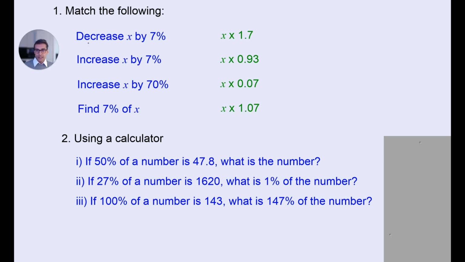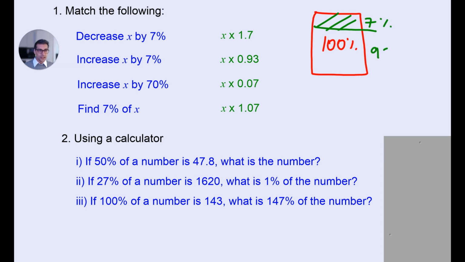So decrease of 7%. Well, if you start with 100%, you take 7% off, you are left with 93%. And 93% is 93 over 100, which is 0.93. So that's the long way of saying the answer is 0.93.